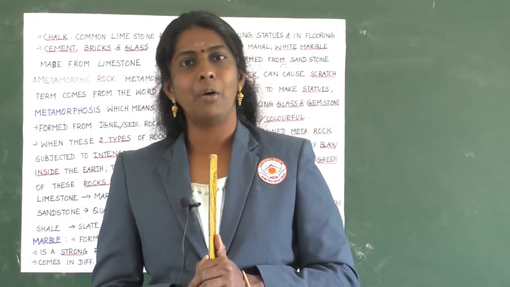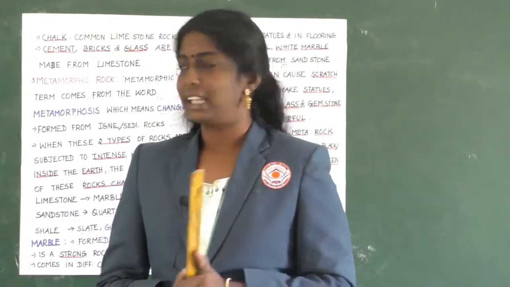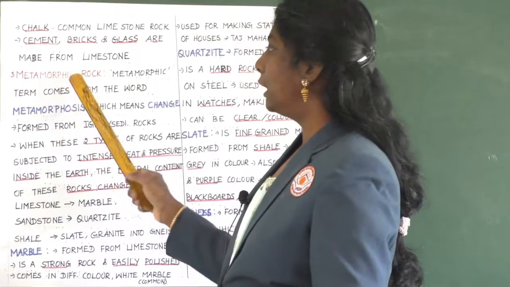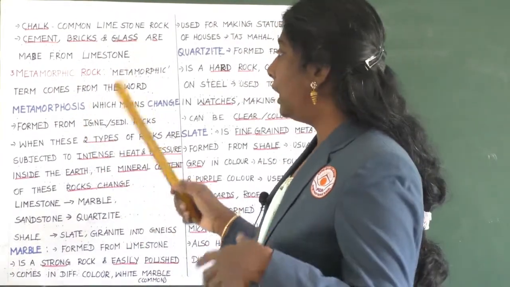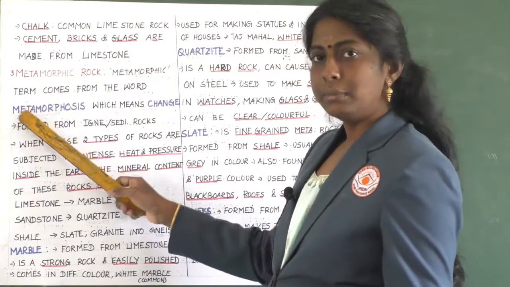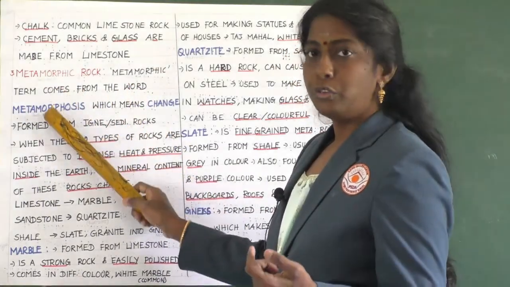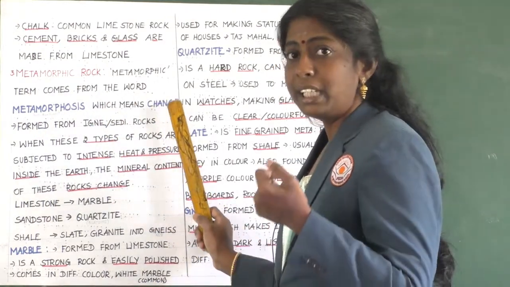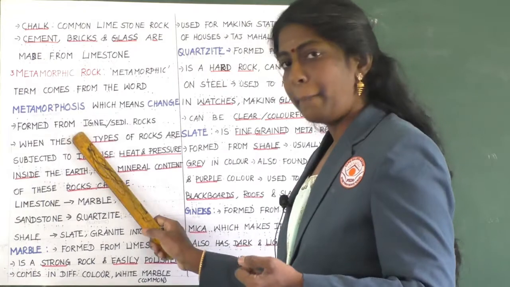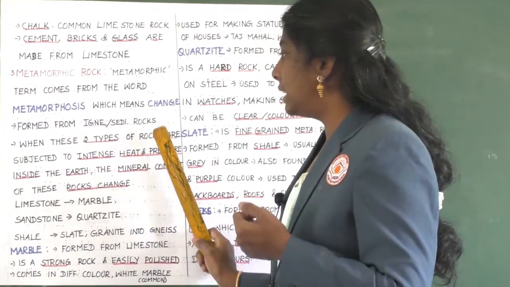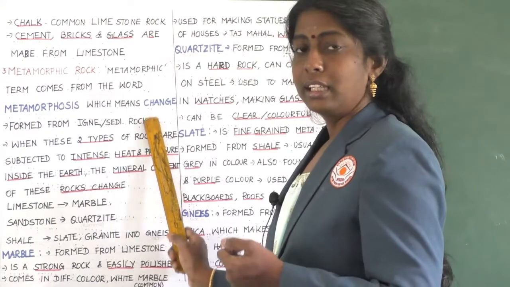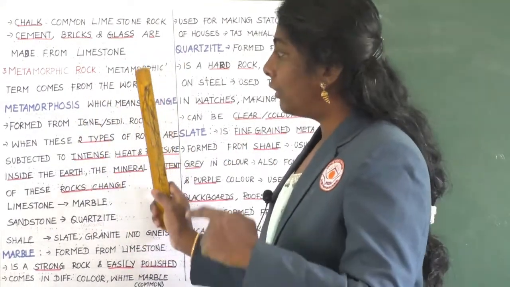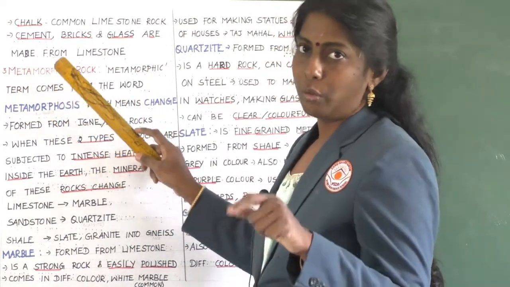Clear? Now about the third type of rock, metamorphic rocks. Let us learn about metamorphic rocks. What do you mean by metamorphic? The term metamorphic comes from the word metamorphosis, which means change. Metamorphic rock is formed by change from igneous or sedimentary rocks.